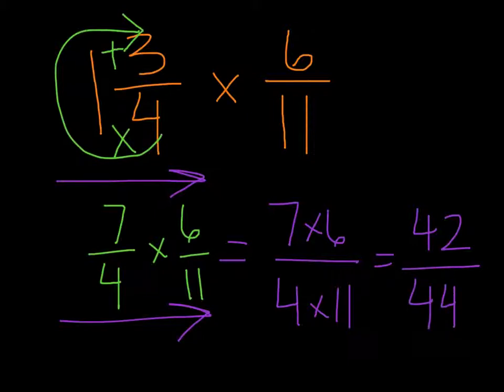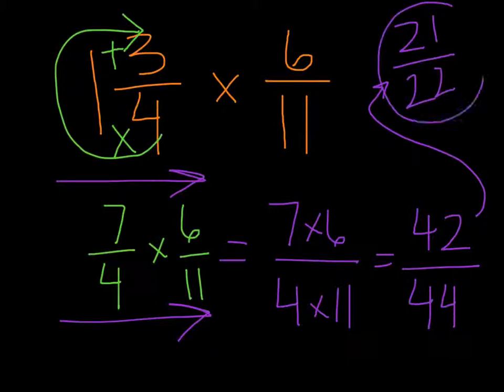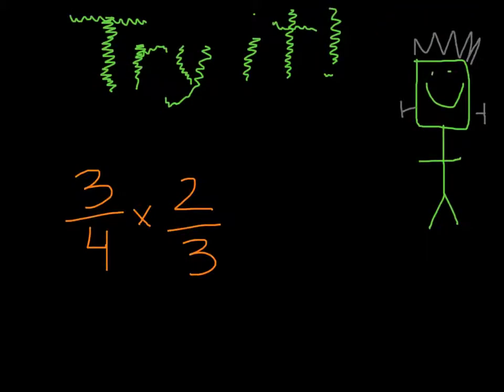Now just looking at that, I know they're both even numbers, so I can easily reduce that. 42 divided by 2, I'm going to take this up here, is 21. And 44 divided by 2 is 22. So that's my final answer. Alright, go ahead and try this one on your own. Pause the video and then come back.